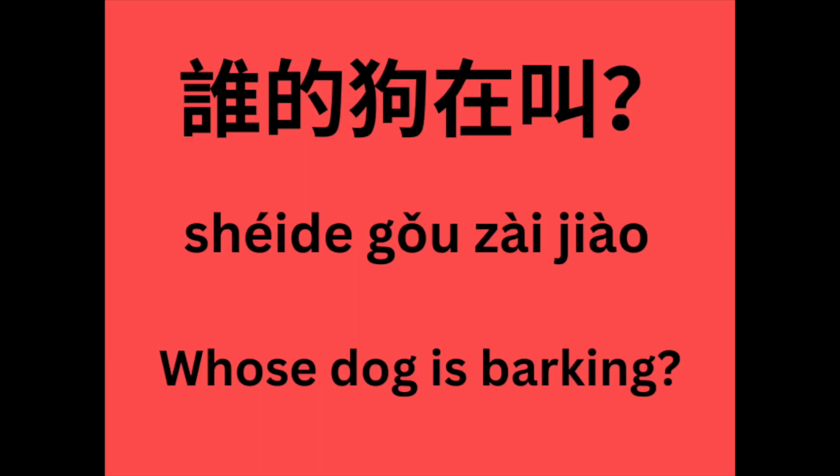Whose dog is barking? So now, you know how to use 谁 in a sentence, whether it's a subject or an object. And you know how to make whose.